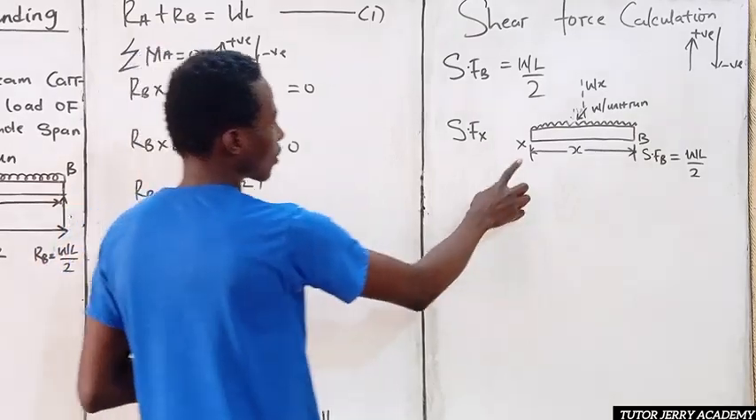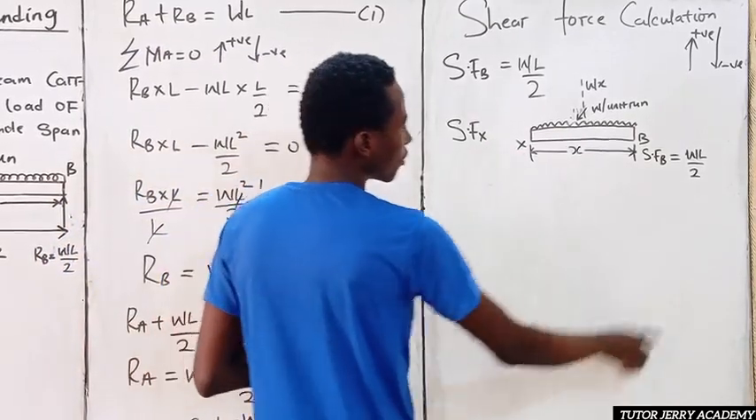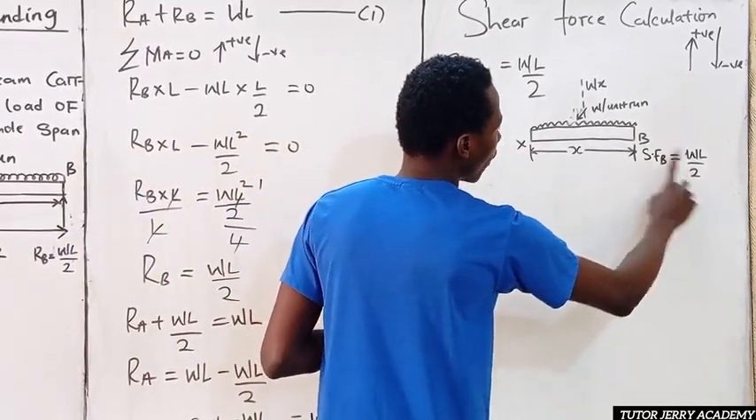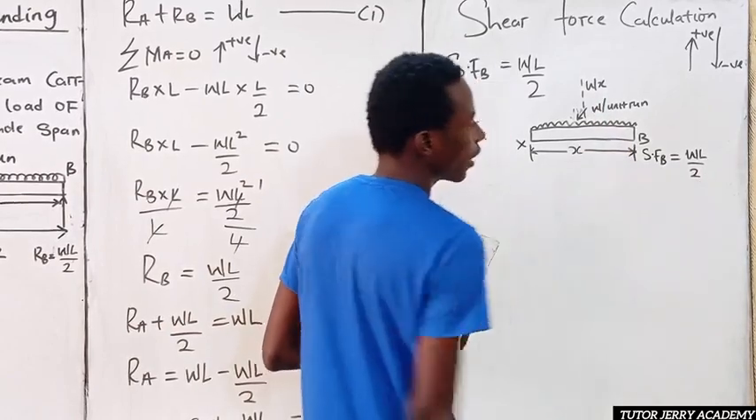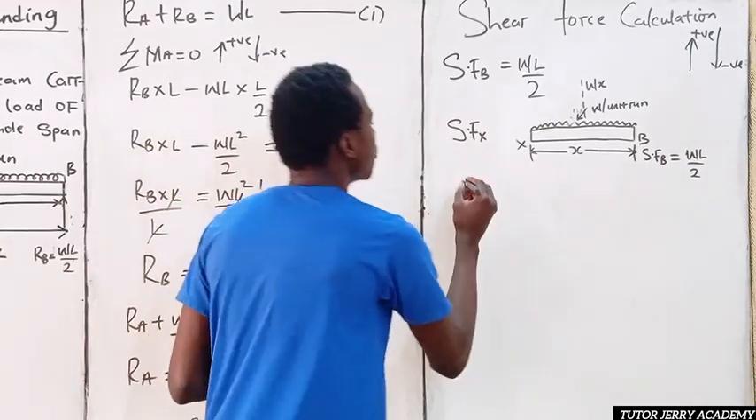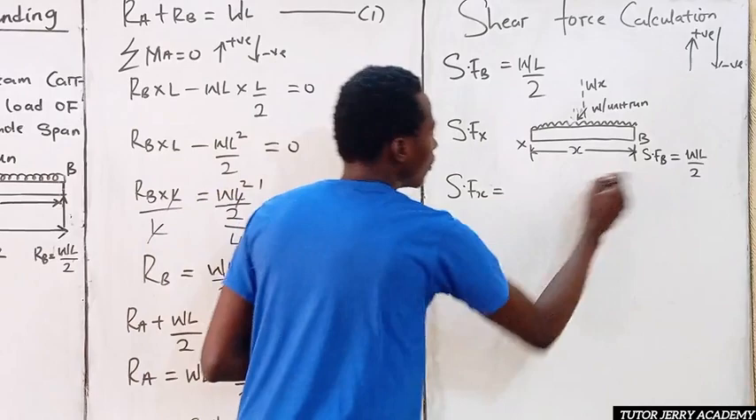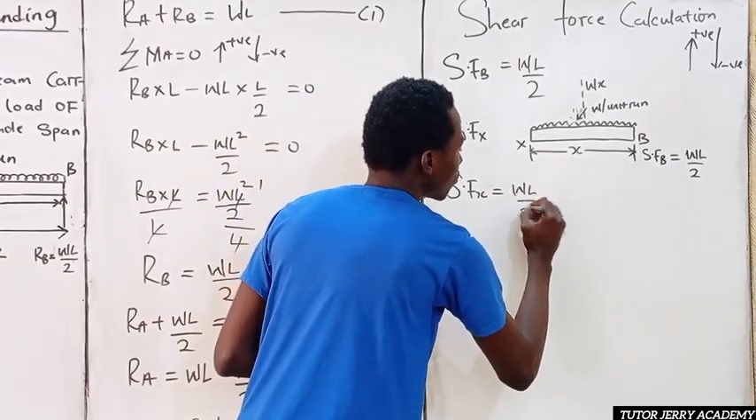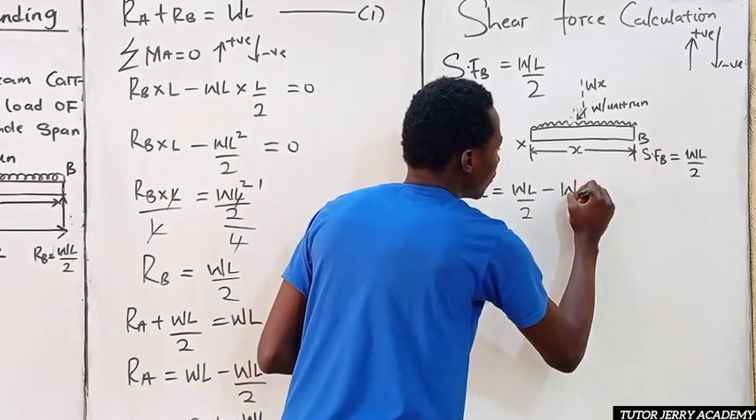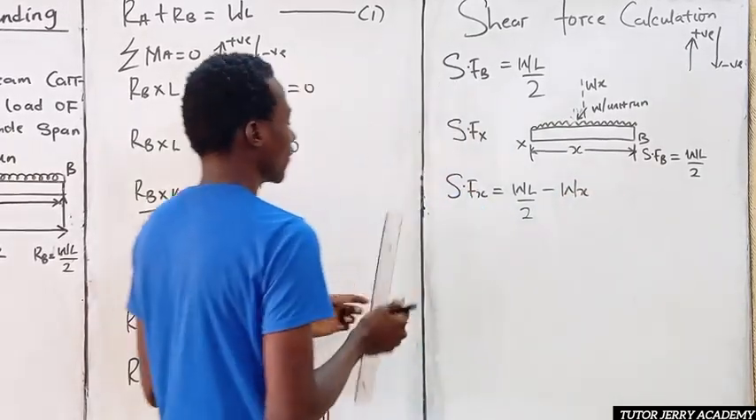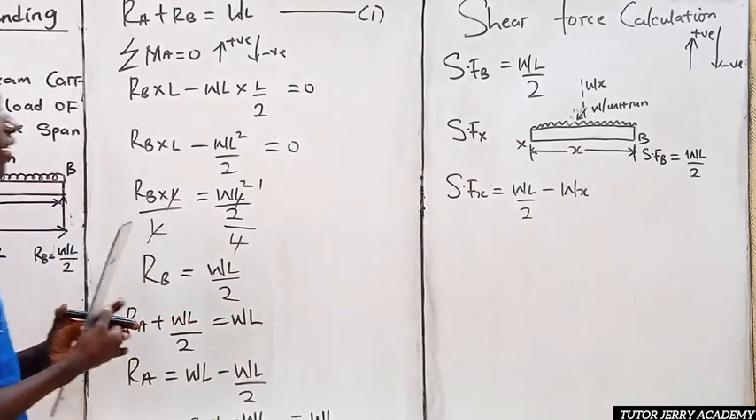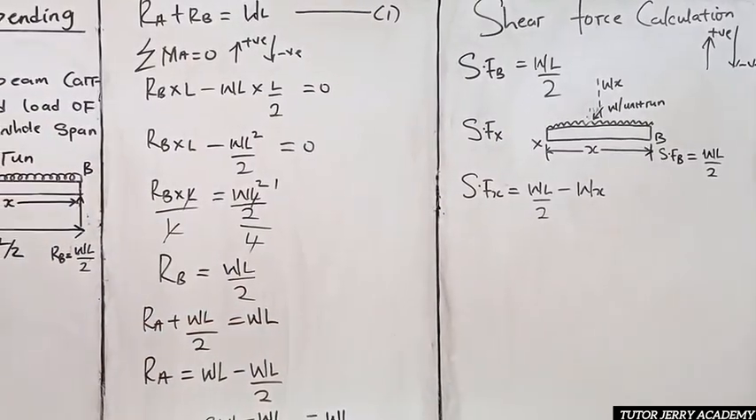So to get the shear force at this point, we are going to be subtracting Wx from WL all over 2. So the shear force at X will be equals to WL all over 2 minus Wx. So this is what we have as our shear force at X. So that will be all for that.